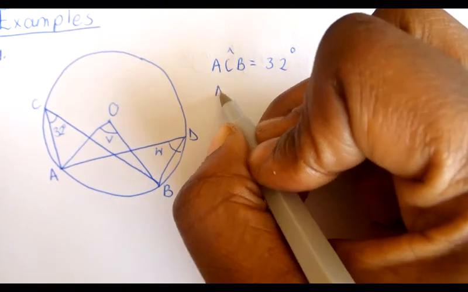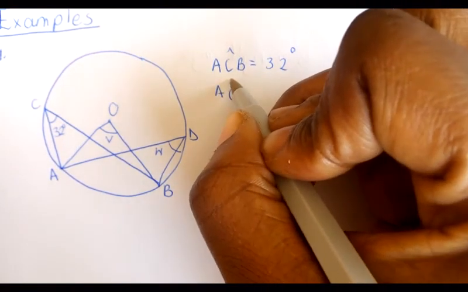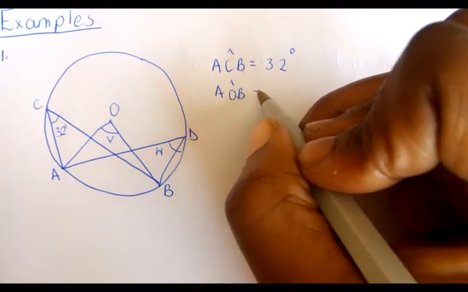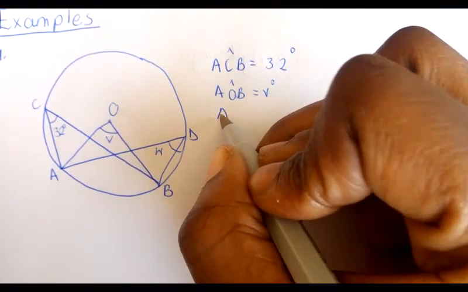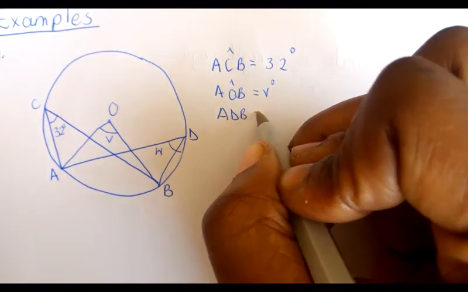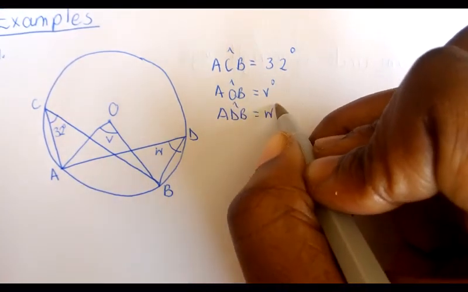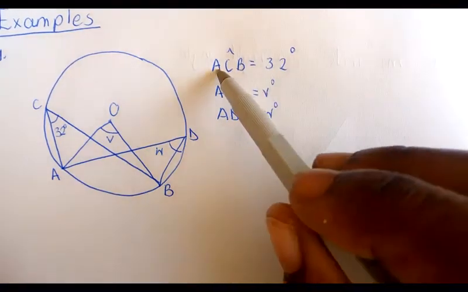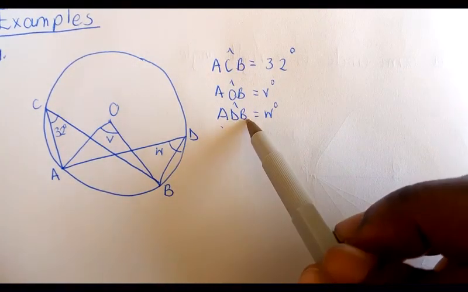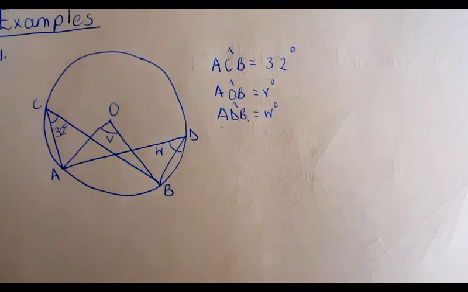Angle AOB is the one that we are looking for. This is V degrees. And angle ADB is equal to W degrees. And you can see that all the three angles have the same starting and ending points. It makes it easy for us.